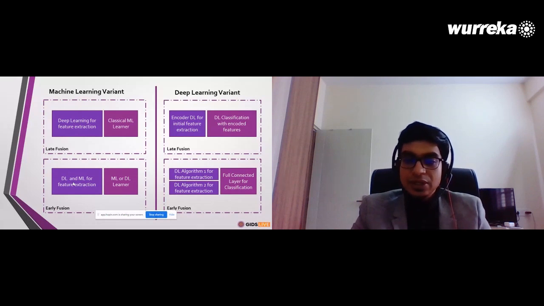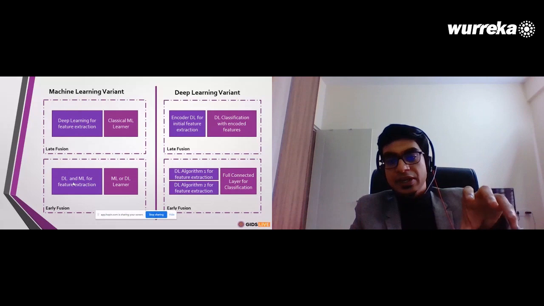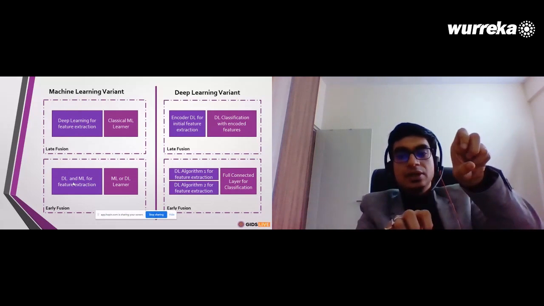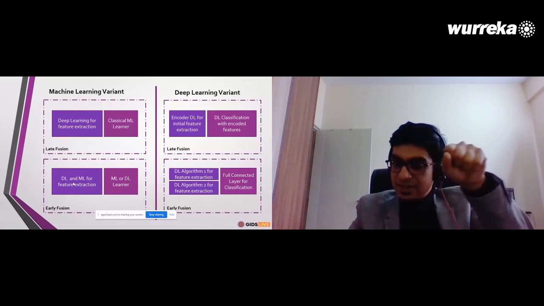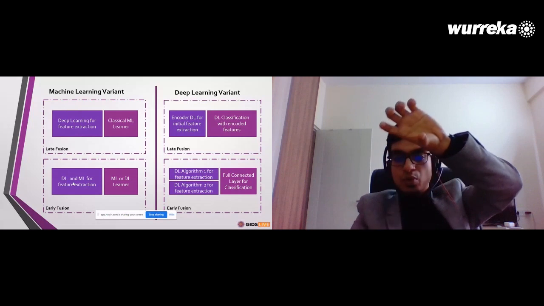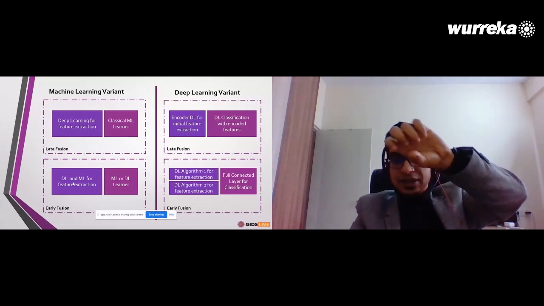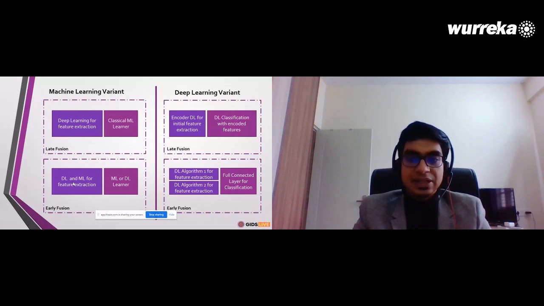Similarly, for early fusion, the text document classification example that we saw is an example of an early fusion deep learning variant, where two different types of deep learning algorithms are used for the feature extraction part. And once the features are extracted, we just combine the features together to form one feature vector array, and then pass it through a fully connected layer for the final classification.